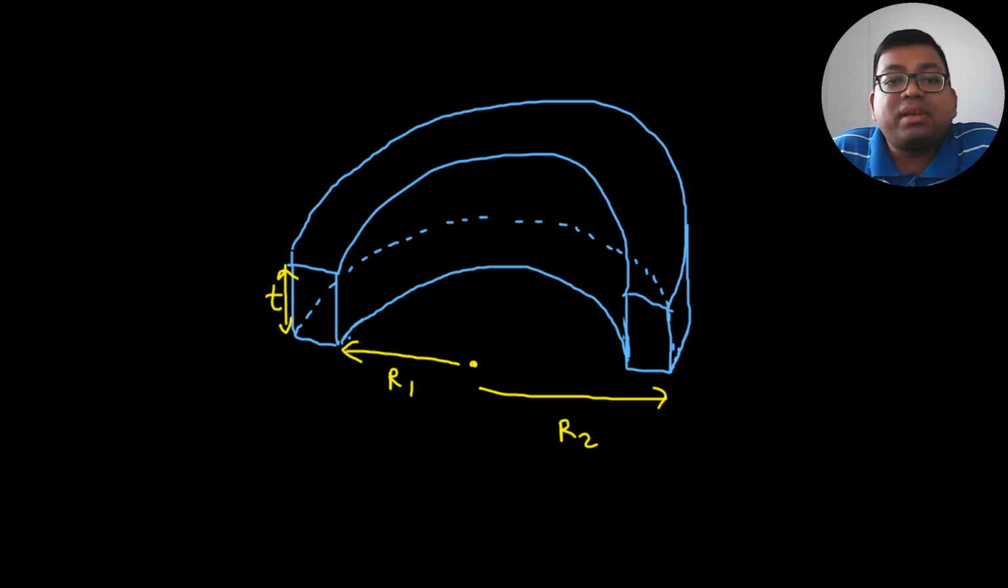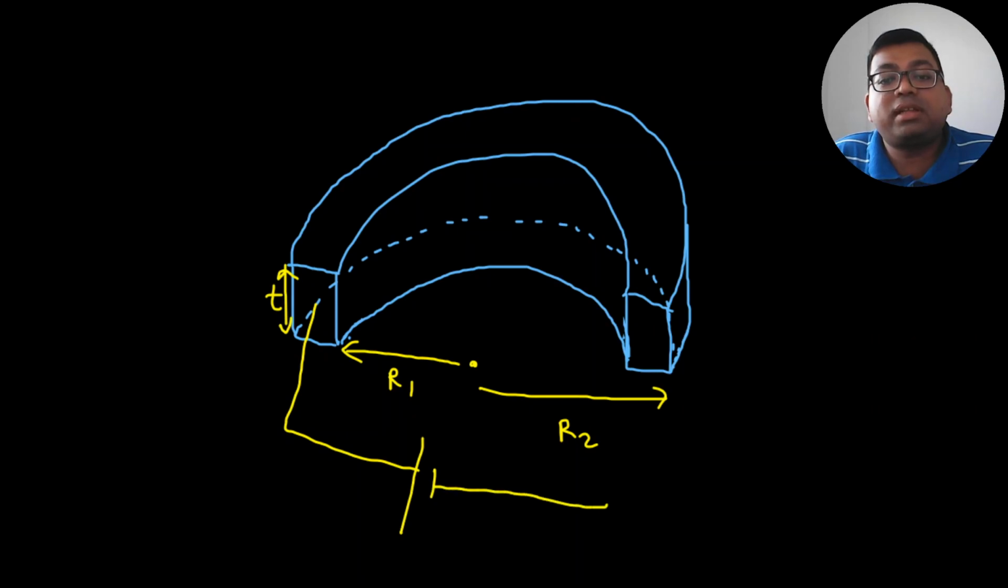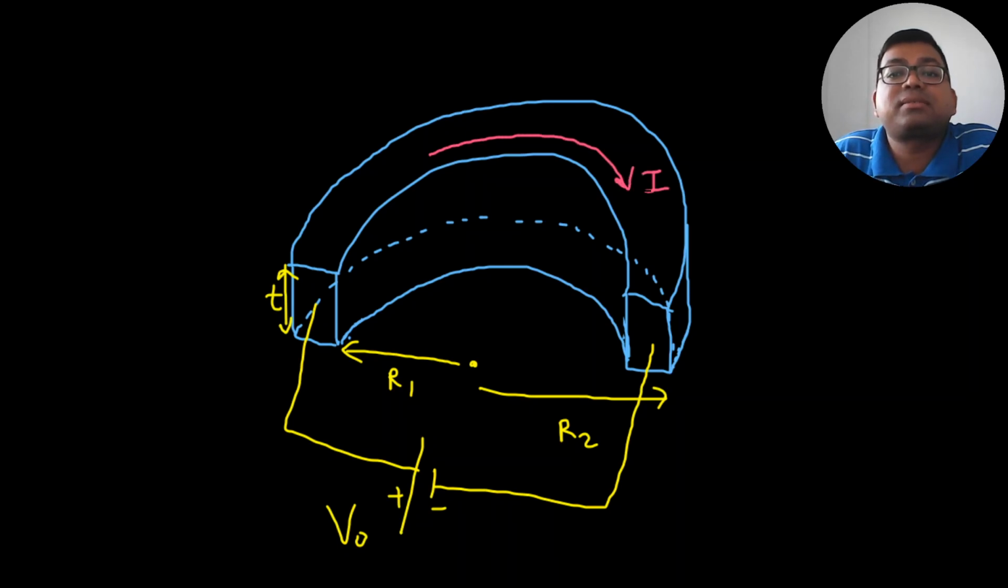Anyway, now we need to show how the current is going. This part is connected to the positive terminal, and this portion is connected to the negative terminal. So this side is positive and this is negative. The voltage is V0. How will the current be flowing? Current will be going in this direction, so I can make the direction of current like this. What will be the direction of flow of electrons? Electrons always flow opposite to the direction of current. So electrons will be moving like this.